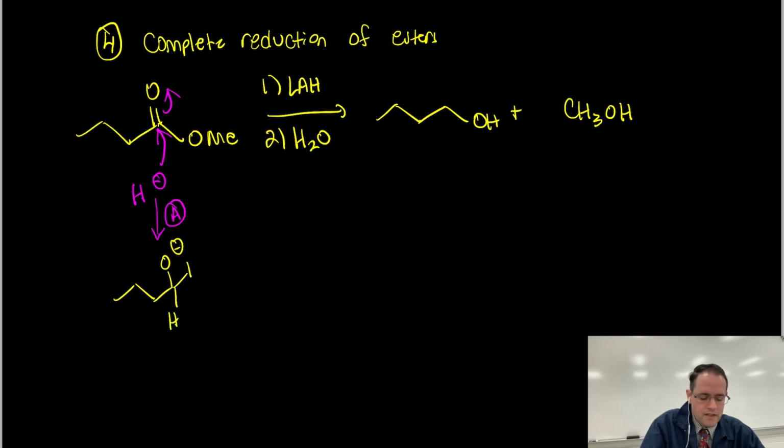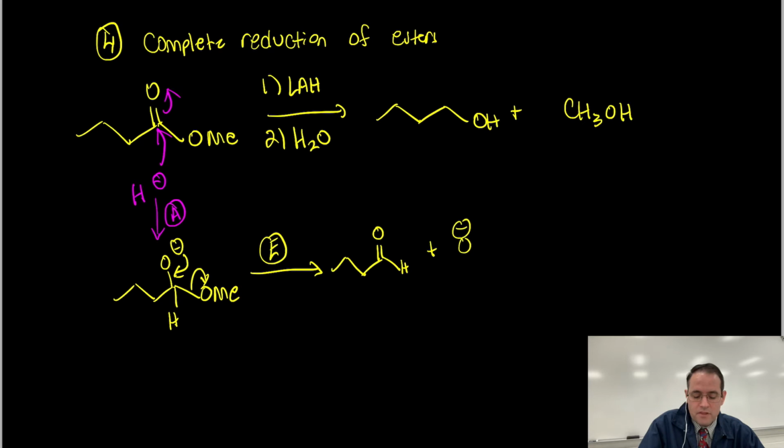I guess I'll draw the H going down on the bottom there. And we have OMe here, okay? So here we want to remember hydrides are basic. And so we remember that from the alcohol chapter. So it's okay to have negatively charged oxygens here. It's okay to kick off methoxide. So we eliminate and make an aldehyde, okay, and methoxide.